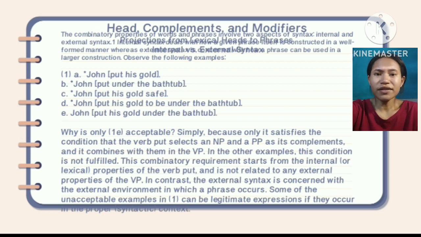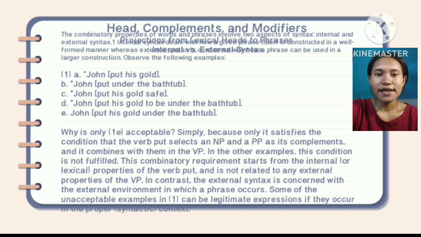Simply because only it satisfies the condition that the verb selects a noun phrase and a prepositional phrase as its complements and is combined with them in the verb phrase. In the other examples, this condition is not fulfilled. This combinatory requirement stems from the internal or lexical properties of the verb put and is not related to any external properties of the verb phrase.